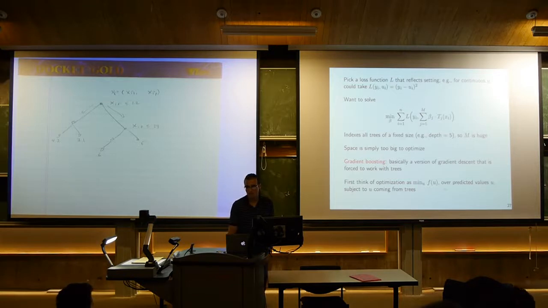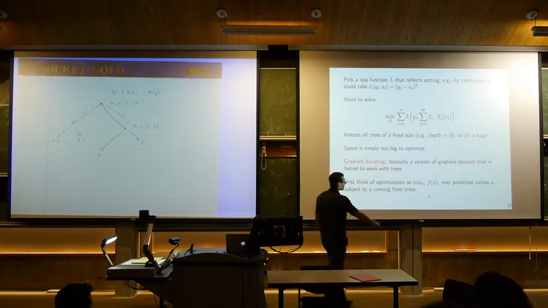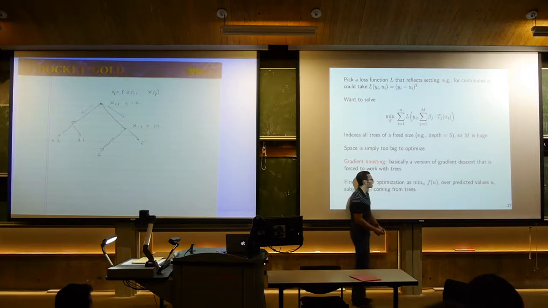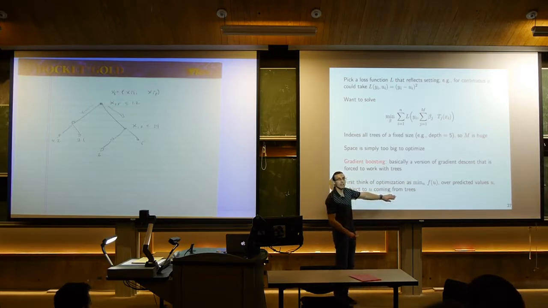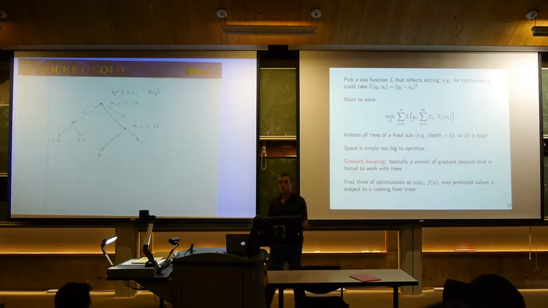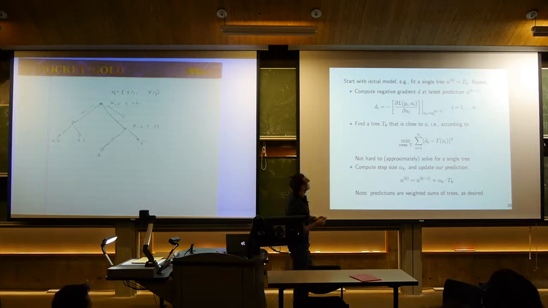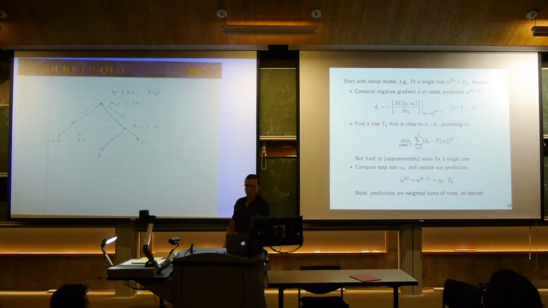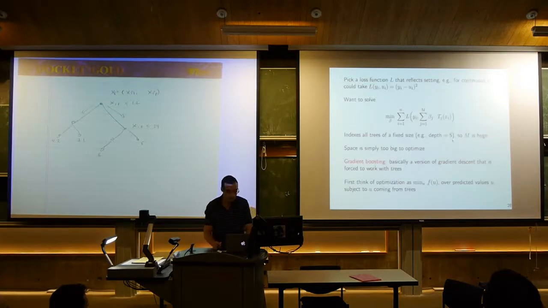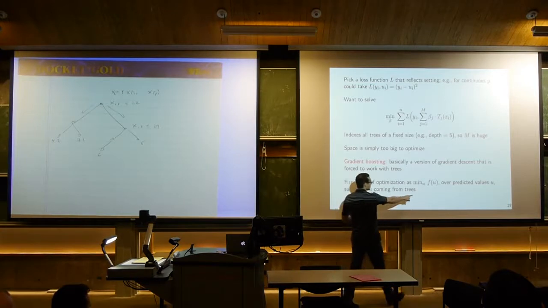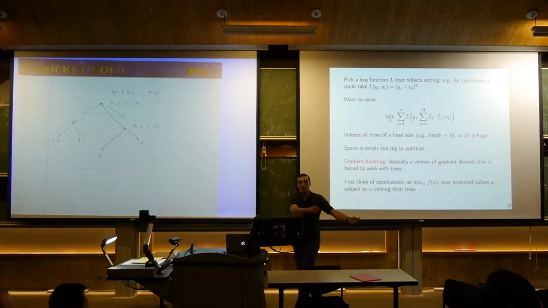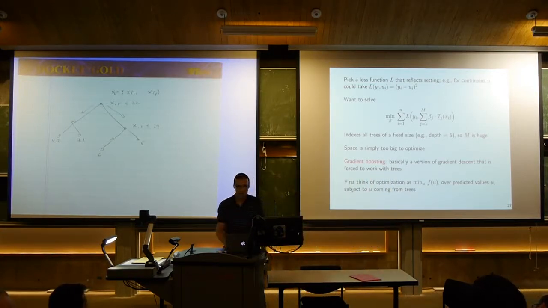I haven't written that into this problem, but I'm really minimizing over all possible predictions I could make, subject to them coming from an additive sum of trees, which is kind of a weird constraint. So here's what gradient boosting does. We start with a single tree. We can call that tree T naught, and set the initial predictions to be equal to what comes from that tree. And then we're going to repeat basically gradient descent over and over again on this loss with respect to this variable, but at each stage we're going to move back to the space of trees as appropriate.